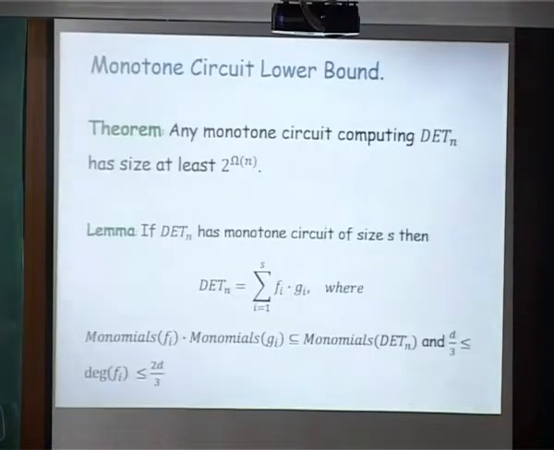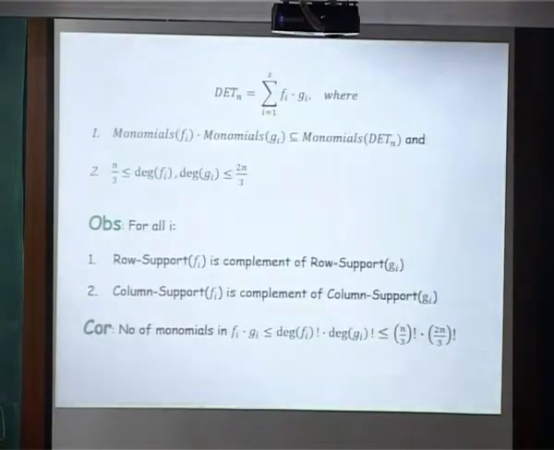Okay, so let's see why. Now, if you just stare at this, the key thing is, these two facts allow you to deduce that the number of monomials in each term, Fi times Gi, must be small. But it's not very small, it's actually exponentially large, but it's not small compared to the determinant. So let's see exactly what that is.